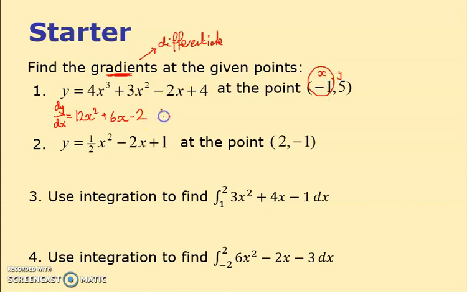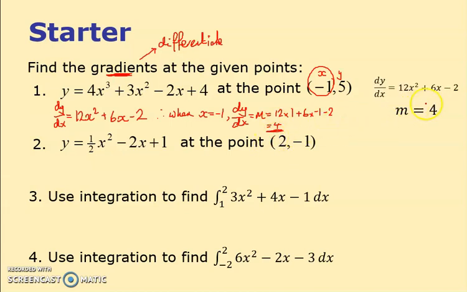I therefore say, when x equals minus 1, dy by dx, and I could have written m for that instead, so in fact I'll do that, equals m. I think I prefer dy by dx for this, but I could have done that. So I substitute that in, so that gives me 12 times minus 1 squared, which is 1, plus 6 times minus 1, minus 2. What's that equal to? It's 12, minus 6, minus 2, I think that's 4. Okay, and I've got that right.